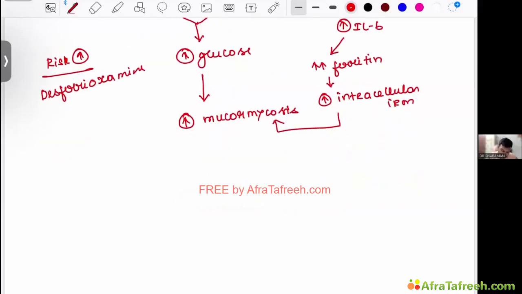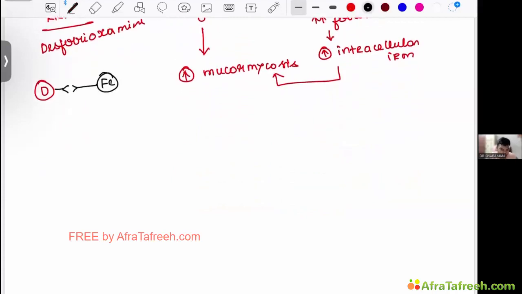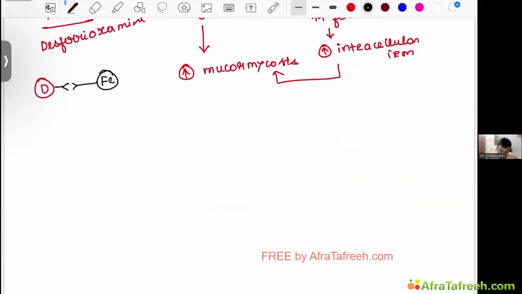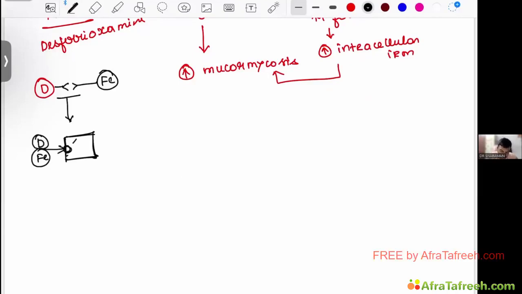Okay, why deferoxamine? Deferoxamine chelates the iron, and it attaches to the fungal cell wall. This deferoxamine creates a siderophore. Okay, this is called a siderophore, and it will deliver the iron to the fungus.